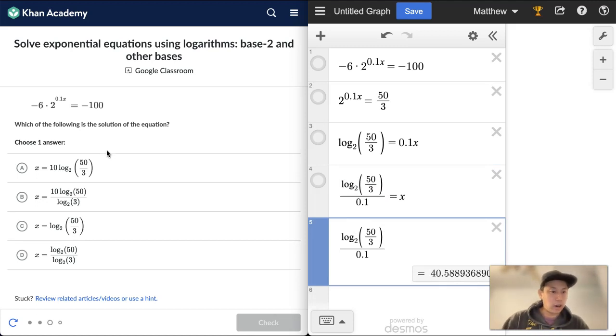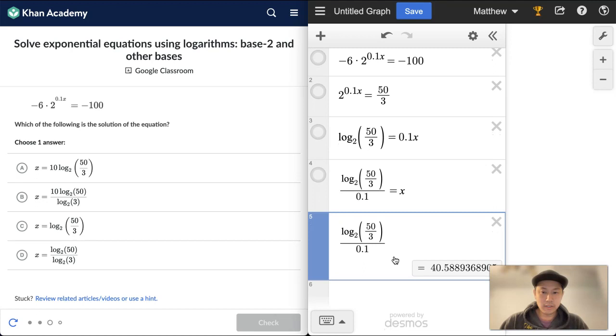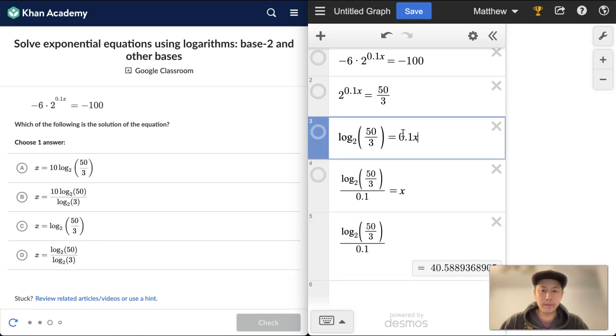Let's go to our Khan Academy list and see which one matches. None of them. Sweet. So something's probably going on with this divide by 0.1. We just have to change the way it looks. From this step to here, you can divide by 0.1. Another thing you can do is multiply by 10.